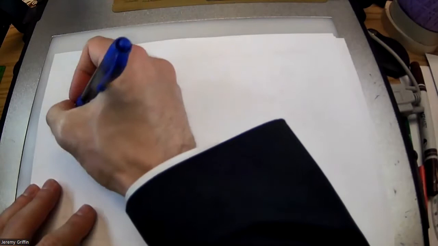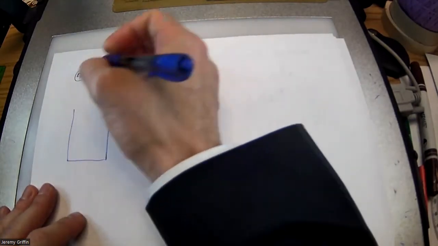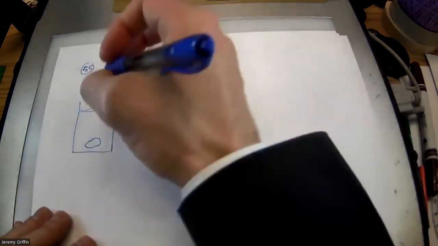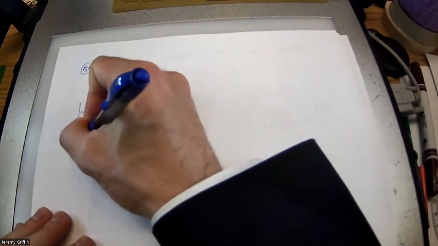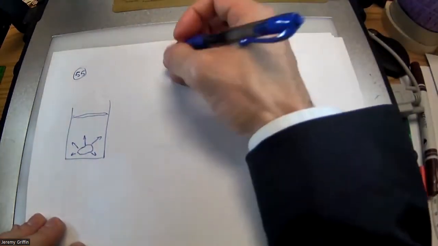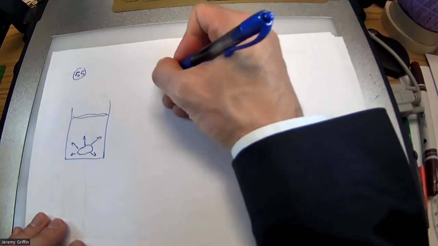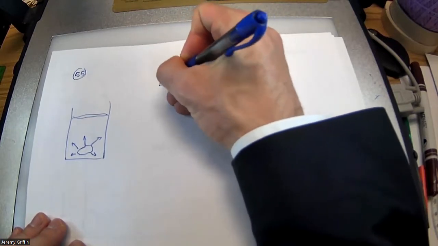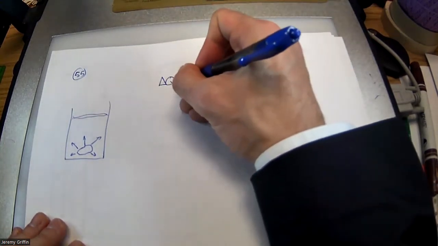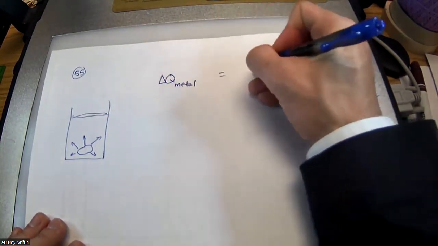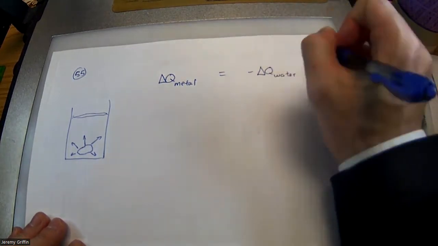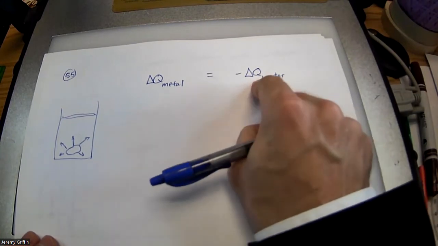Let me draw you guys a picture for this one. Maybe we've got a glass of water, a beaker of water, and we drop in a hot piece of metal, and that hot piece of metal is emanating heat into the water. My model for this is going to be a heat exchange. The delta Q, the loss of heat energy by the metal, is exactly equal to negative delta Q of the water. That's to say that the heat is imported by the water.